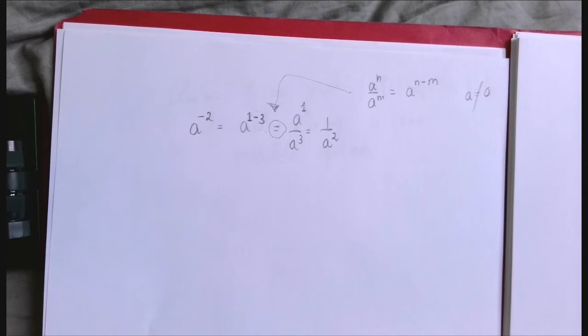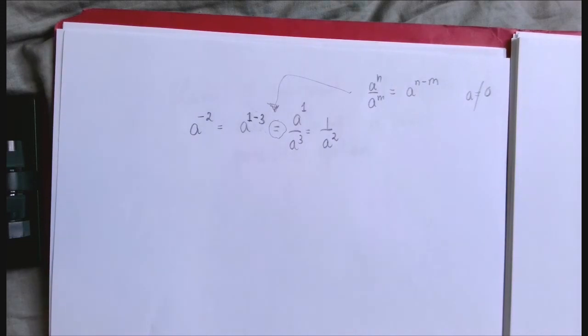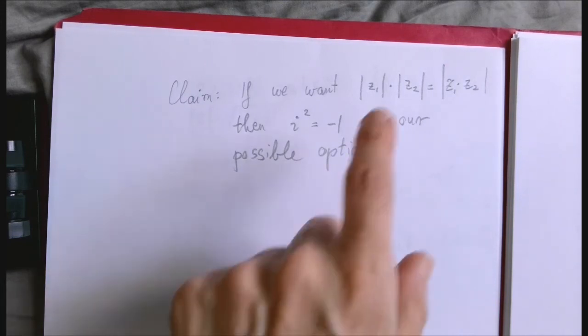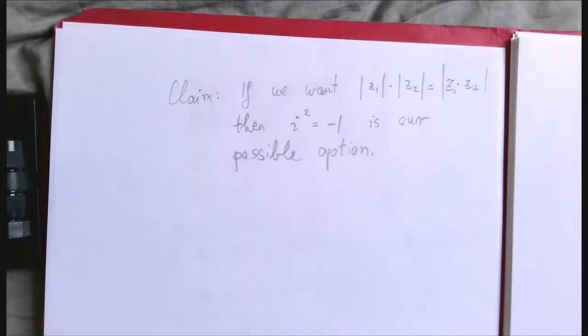So let us see how the expansion principle required that we define i squared to be -1 within the complex numbers. So here is the claim. If we extend our world from the real numbers to the complex numbers, and we want the absolute value of z1 times the absolute value of z2 to be the same as the absolute value of z1 times z2, then i squared equals -1 is our only option. Maybe even that doesn't work. That is the thing that we can prove. And then after this proof, naturally, we defined i squared to be -1.